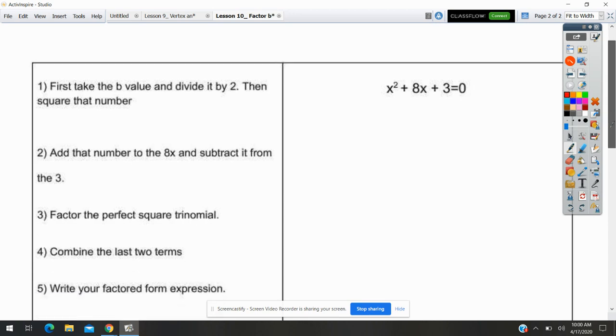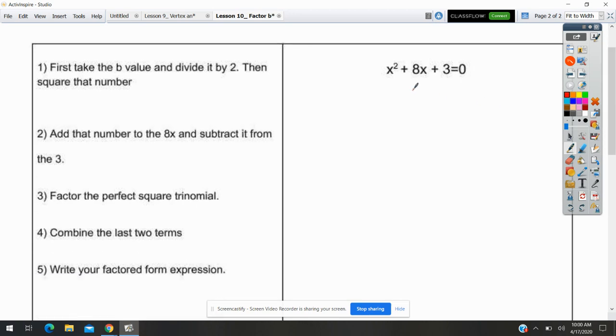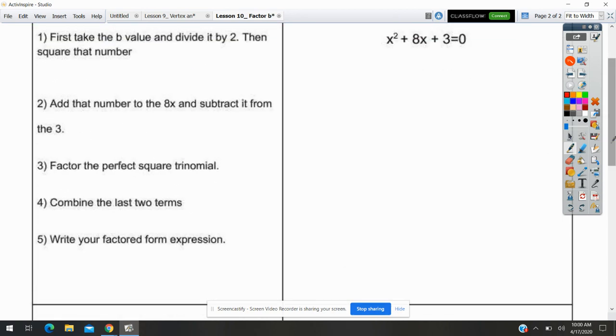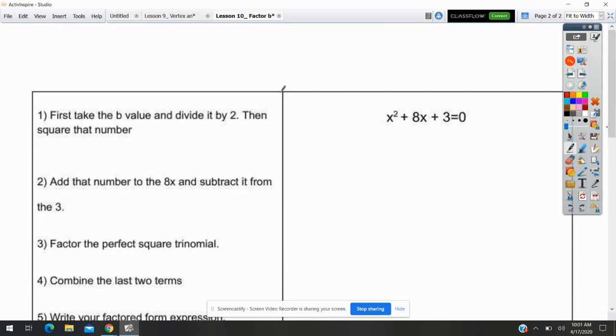Okay, so we're going to take that exact quadratic we were looking at, and I have the steps listed down for you of how we're going to complete the square. It's going to make more sense as we go through it. First step, take your b value and divide it by 2. So our b value is 8, and we're going to divide that by 2. So that's going to be 4.